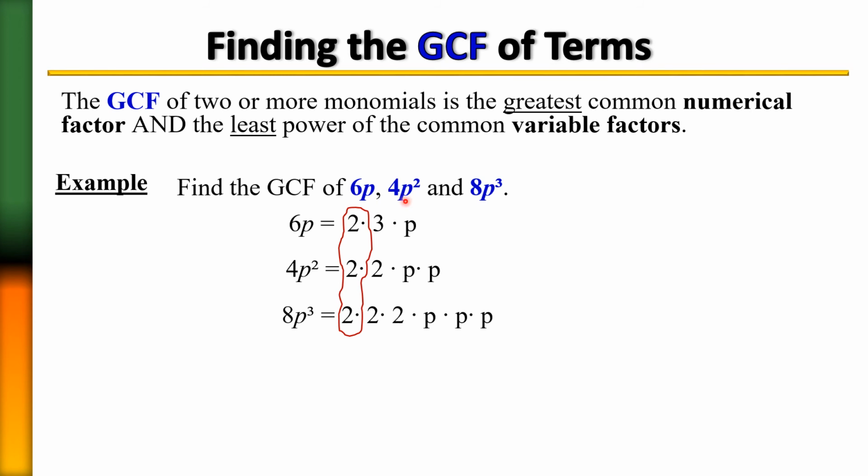The second term has a power of 2. The third term has a power of 3. You always go by the least power to determine your GCF, because you know at most everybody does have at least one p in common. So when you put it together, then your GCF would be 2p.